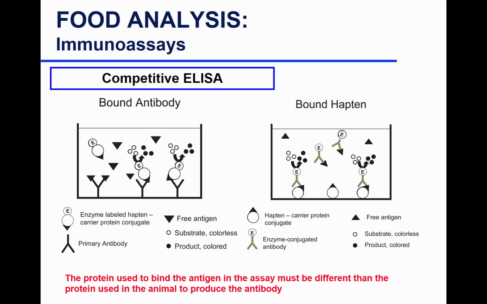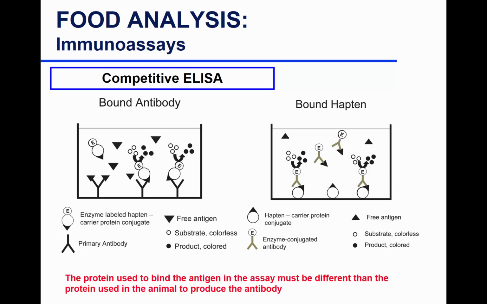That means you can have the protein hapten, the carrier, bind, and then instead of having a labeled hapten, you have a labeled antibody. And then you introduce the labeled antibodies and the sample. So if you have antigen, the antigen will bind to the labeled antibody and get washed off, and less antibody will bind to the hapten.